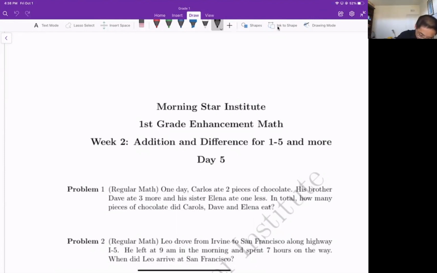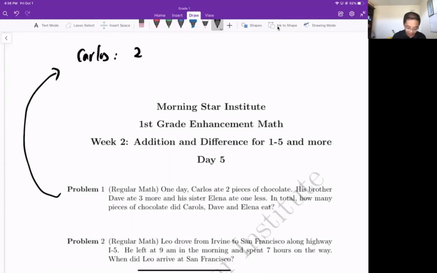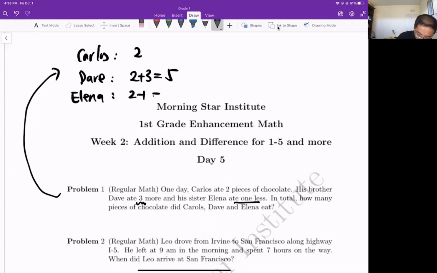Let's look at the solution here. Carlos ate 2 pieces of chocolate. His brother Dave eats 3 more. So 2 plus 3, which is 5, right? So Dave ate 5 pieces of chocolate. And then his sister Elena ate 1 less. So it's 2 minus 1, 1 less is 1.